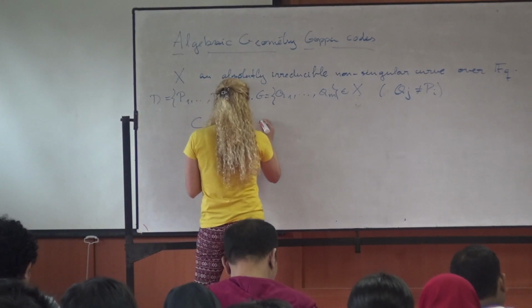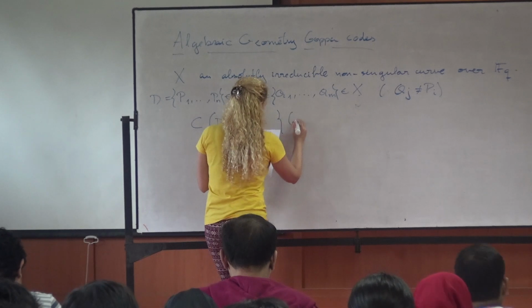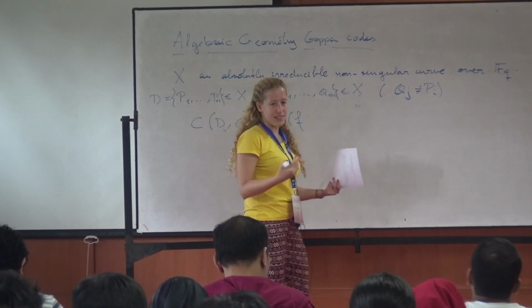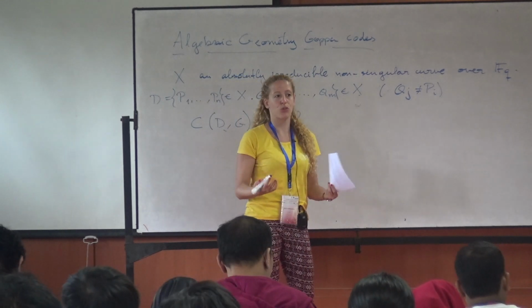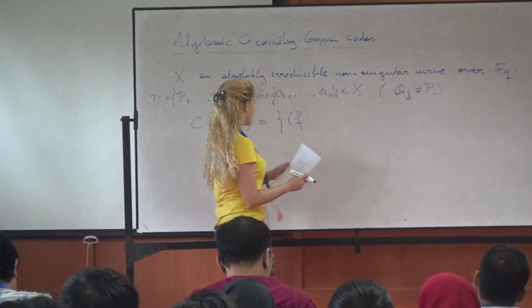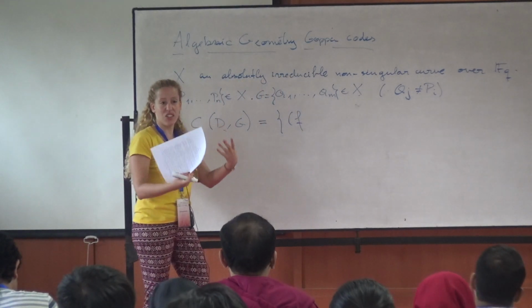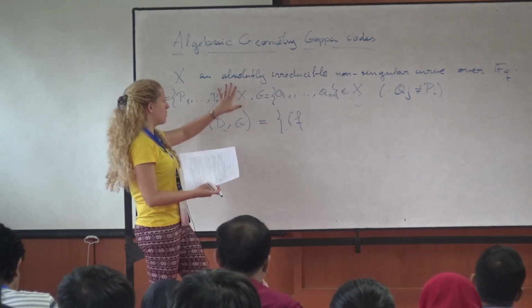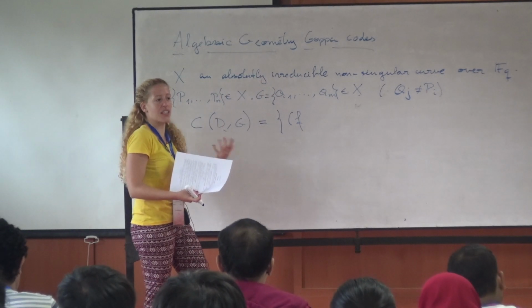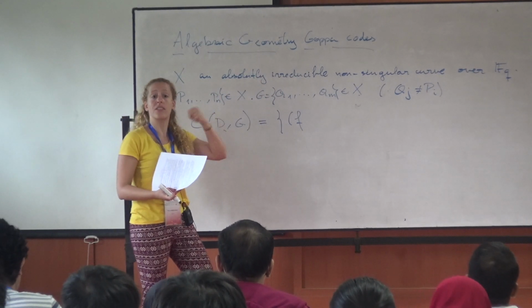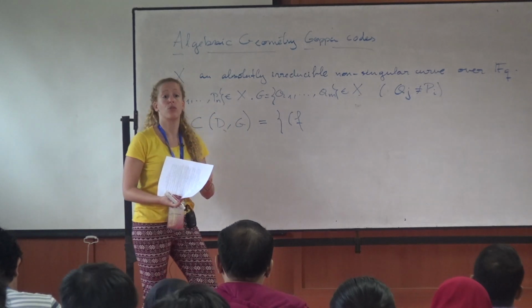So I'm going to define my code. Because I'm going to discuss later the parameters of the code, you're going to see that this is a good code. I'm more interested that you see how it is constructed than in the specific details. It's just for you to know that given a curve and a set of points, you can construct a code, okay?